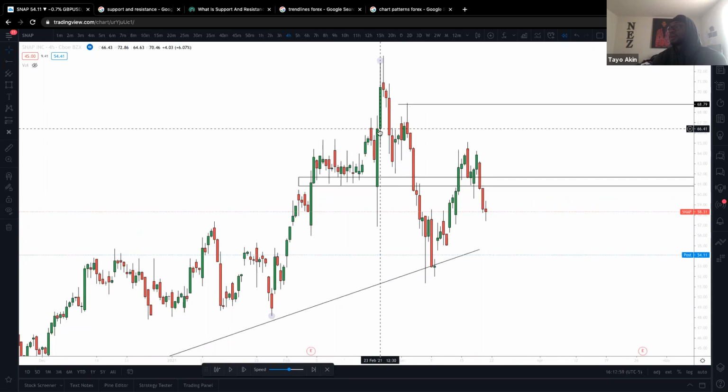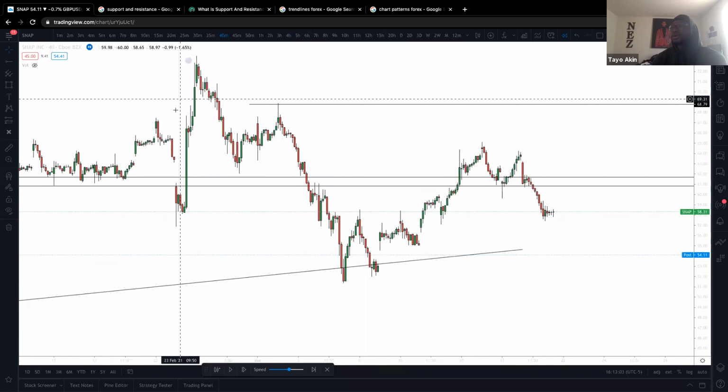This area is just too compacted for me. All right, great.